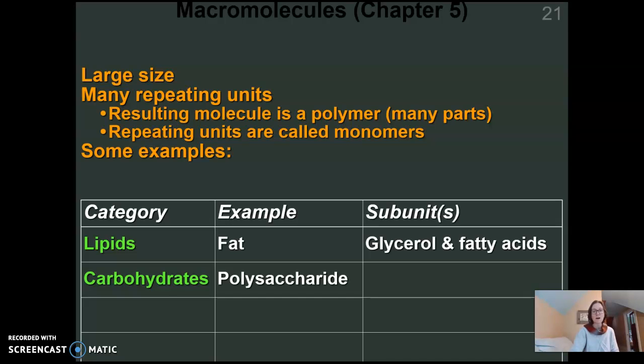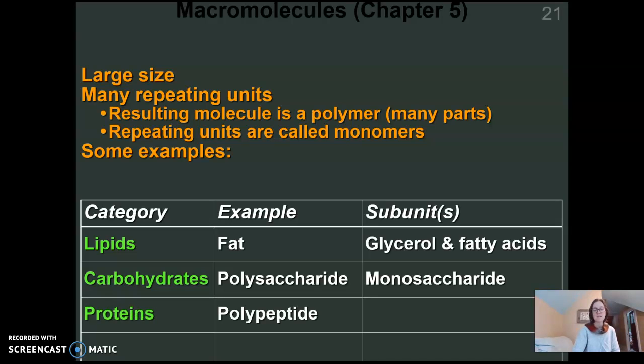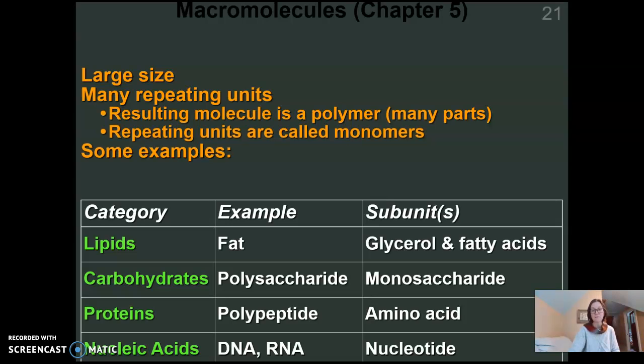Carbohydrates are polysaccharides. That's one example. There are also monosaccharides and disaccharides. We'll look at that later. And their subunit is always a monosaccharide. That means single sugar. Proteins can be polypeptides. They're made up of repeating amino acids. And our nucleic acids, DNA and RNA, are examples, made up of repeating nucleotides. Now, we will focus on nucleic acids later on in the semester when we look at DNA and genetics for plants.